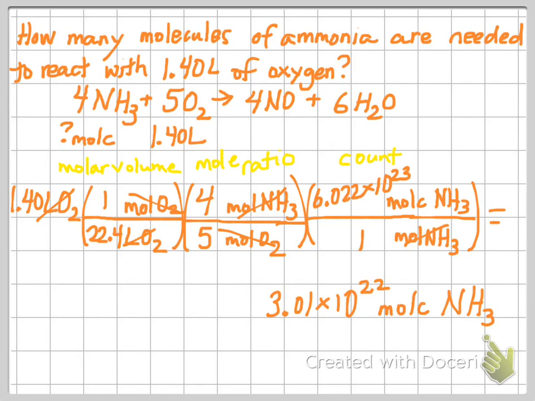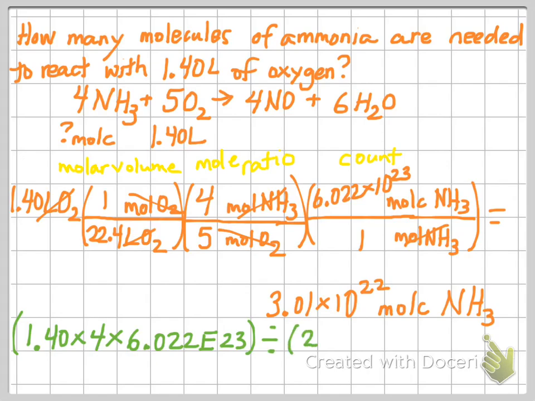Again, because this one's maybe a little bit more difficult to put in your calculator because there's that scientific notation, the way I put this in my calculator is 1.40 times 4 times 6.022, that E button 23, divided by, I have to have parentheses because I have two things here in the bottom. And if you do that, you should get the correct answer.